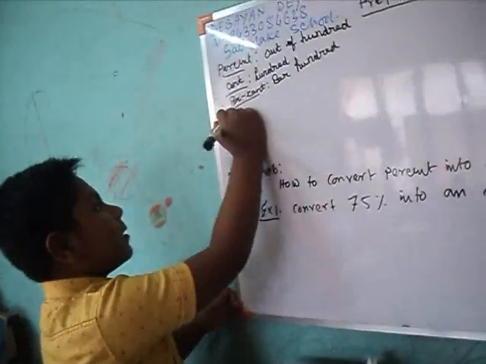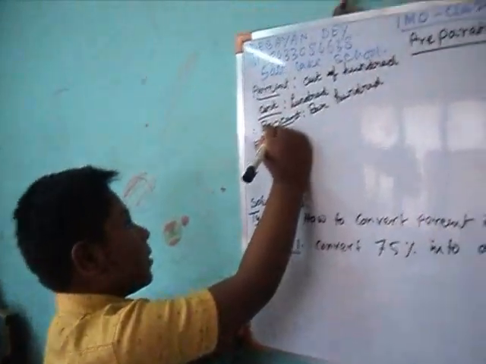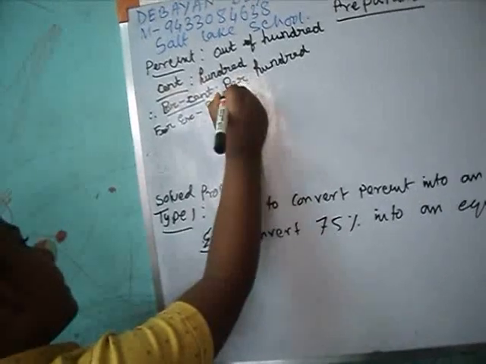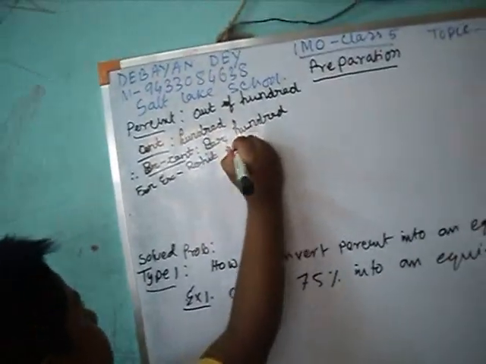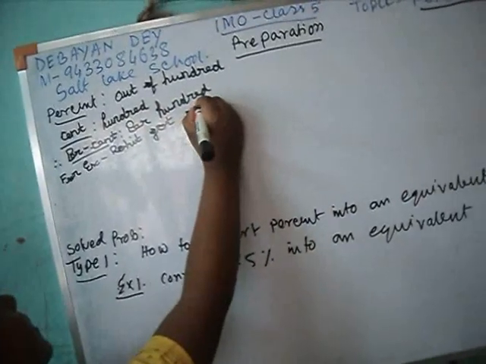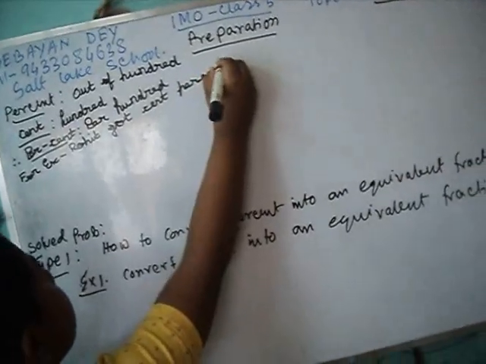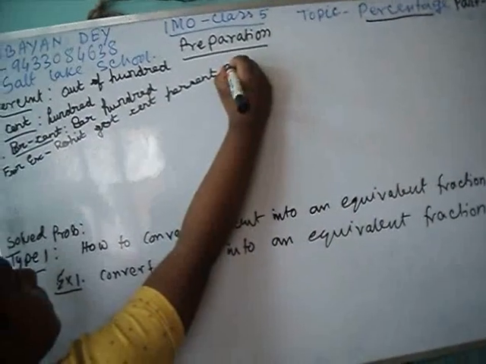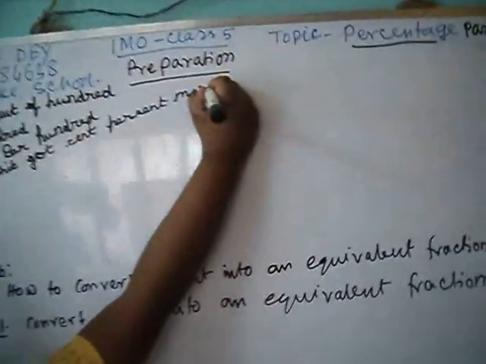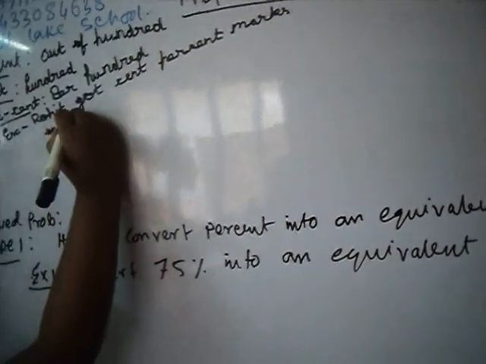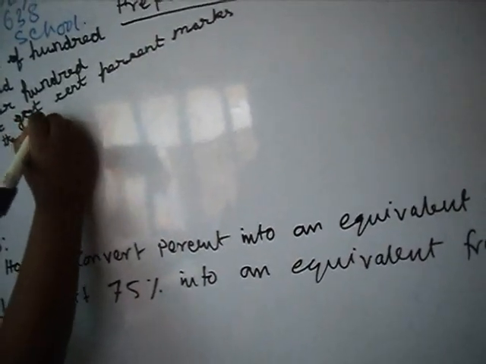For example, Rohit got 10% marks. This means 100 out of 100.